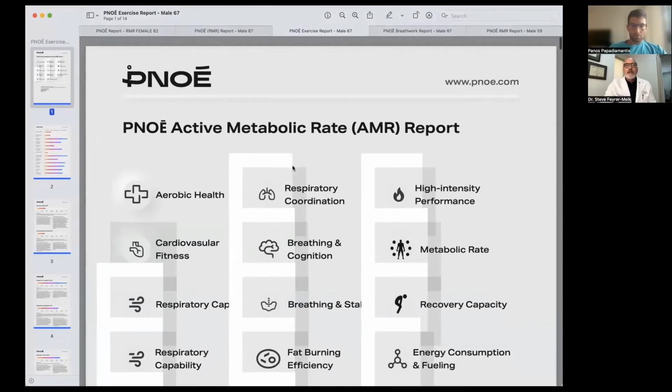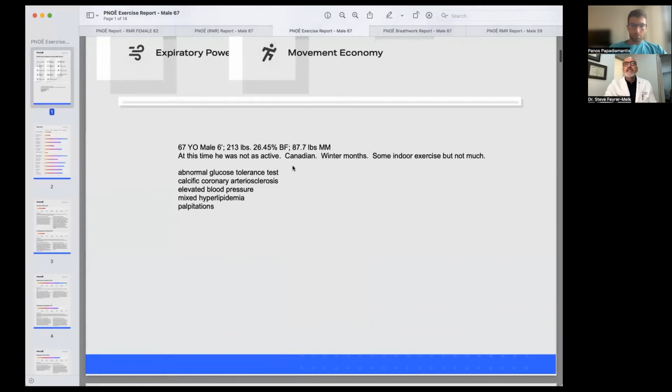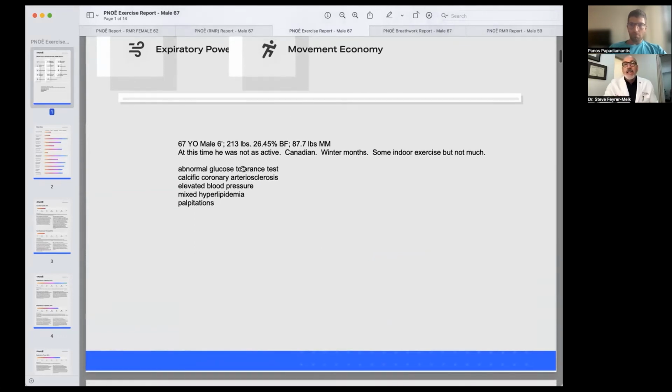Okay, so this is a 67-year-old guy. He's 6 foot 2, 213, 26.5% body fat. So he has extra body fat on him. 20% or below is our healthy range. I do also test, like we have a world champion jiu-jitsu guy in our practice, and he came in at 3% body fat the last time he was in. So I deal with the whole gamut, but I just thought I'd show you kind of normal people.